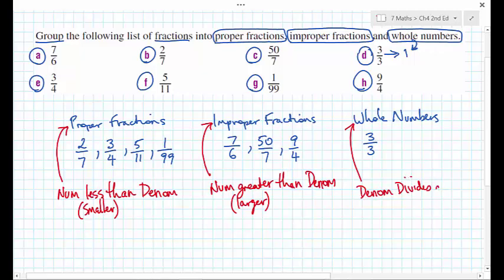And we have whole numbers where the denominator divides as a whole into the numerator. Okay, so basically it gives us a whole number, right? So we can see here 3 divided by 3, right, would give us 1, right, which is a whole number, okay, in this instance.